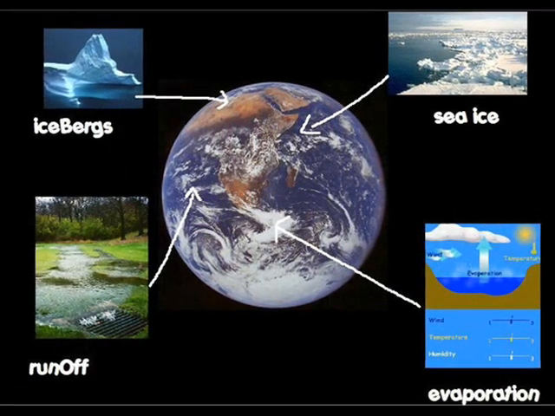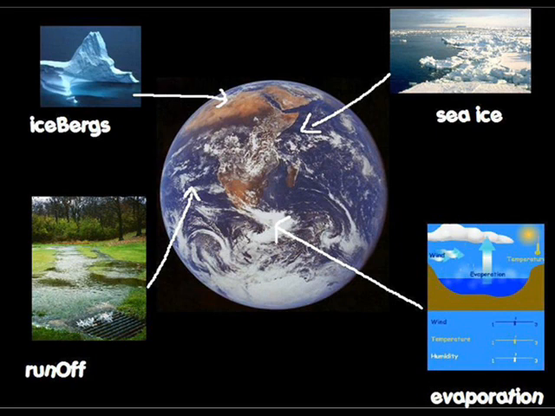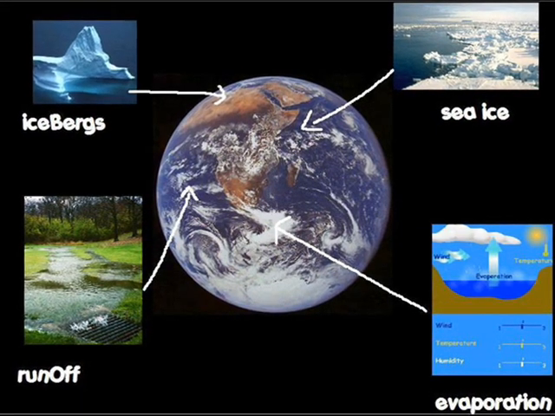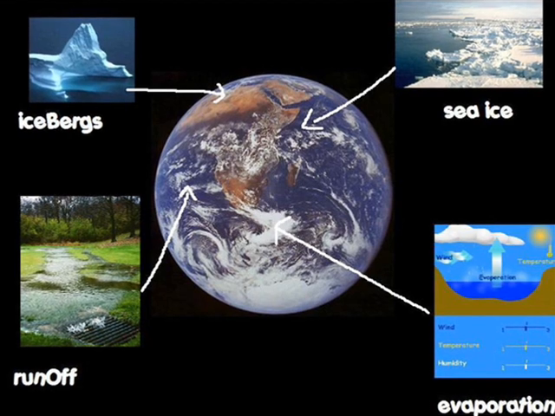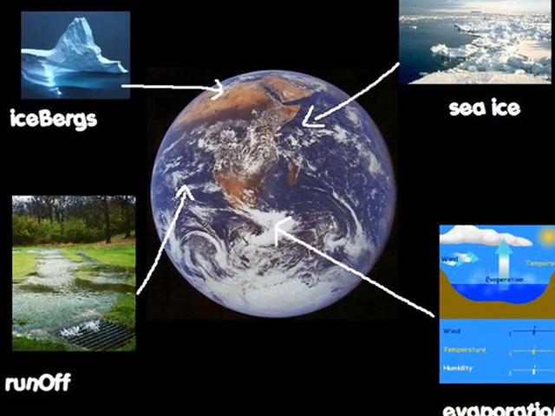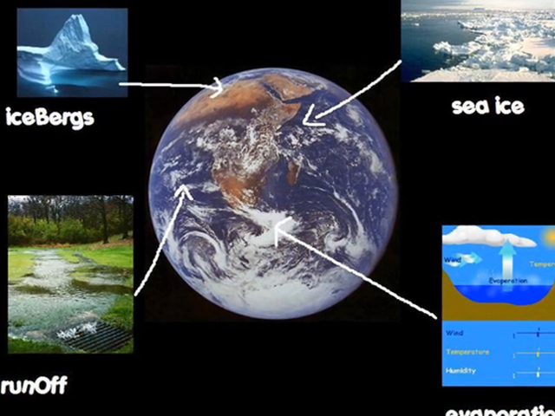Processes that decrease seawater salinity include precipitation, runoff, iceberg melting, and sea ice melting. Processes that increase seawater salinity include formation of sea ice and evaporation.